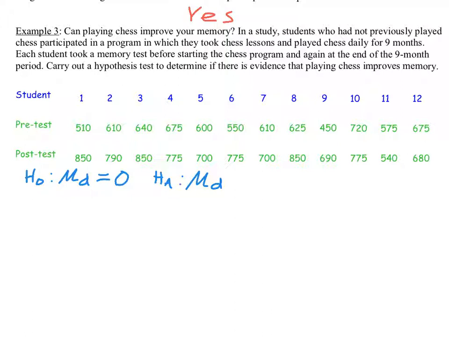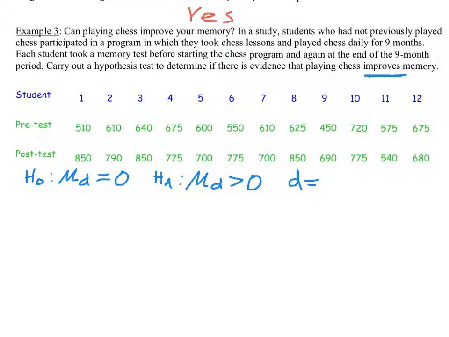Alright, so the keyword here is we're trying to see if memory improved. So I'm going to write that it's greater than 0. Now, it's not necessarily wrong if you write less than 0. What you have to do is indicate which way you are finding the difference.